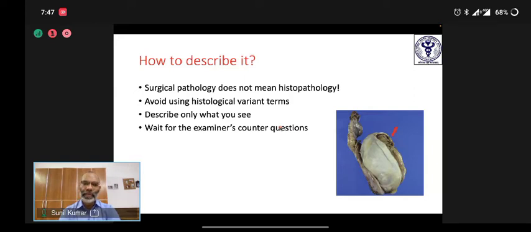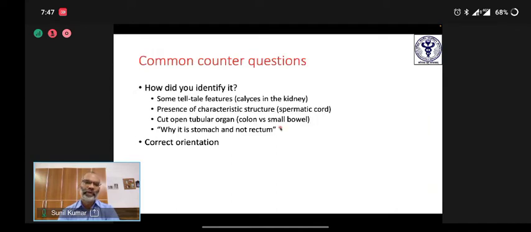Don't get biased just because you may have seen the specimen previously or your friend told you that there is a specimen like this which looks like this. No, what you see, make your opinion and go independently by that. And always wait for the examiner's counter questions. Don't be in a hurry. There are plenty of questions going to be there. If you try to jump the gun, probably it's not going to be in your favor.